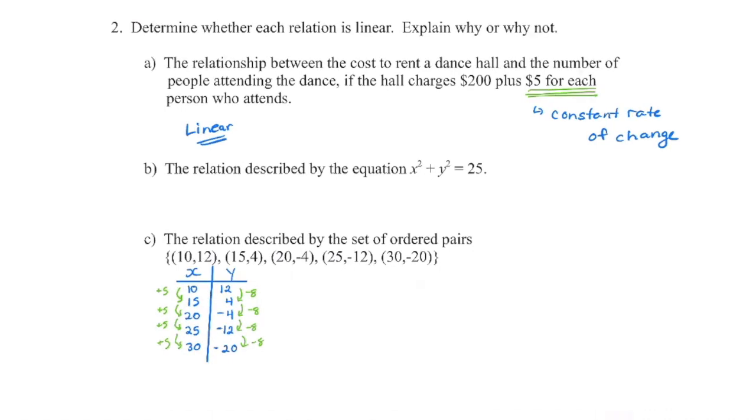In the second one, we're given an equation, and we know we're looking for the degree. 1 indicates it's linear, and we can see because this variable has an exponent of 2 and this variable has an exponent of 2, it is not going to be degree 1. So we can indicate this is not going to be linear because it is not a degree of 1.